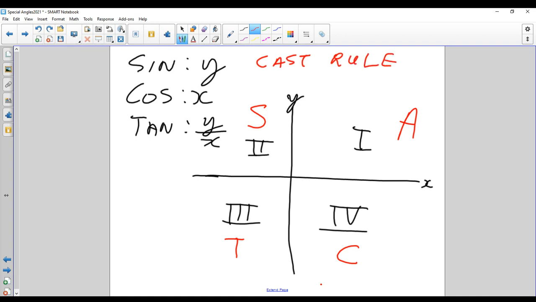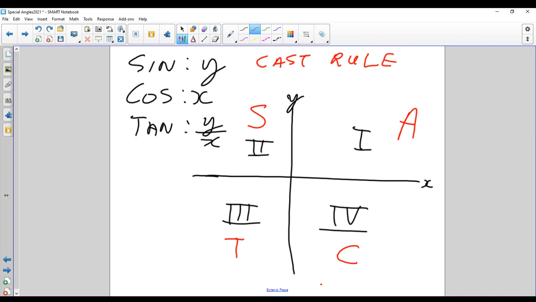Right? So if you draw a set of quadrants and put the CAST on there, you can immediately know which is positive, which one is negative. So I'll give you an idea. In the second quadrant, is cosine positive? No, because only sine is positive. Let's go to this quadrant. Is tangent positive? No, because only cosine is positive. The other two are negative, but they're all positive in that quadrant.